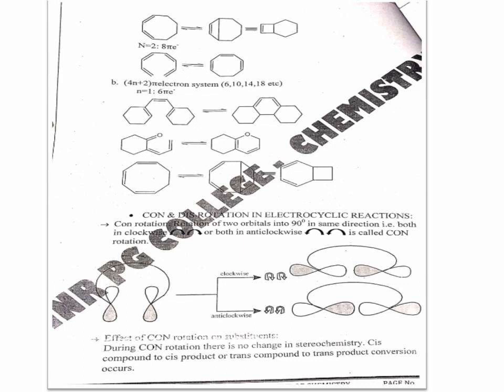So this is also an example of a 4n plus 2 system, and in these 3 examples everywhere n is equal to 1. Okay, fine. So now the question is this: when the sigma bond will form or when the sigma bond will open, either one head-on overlap will happen if the sigma bond formation will occur. If it breaks the sigma bond, then that head-on overlap will break.